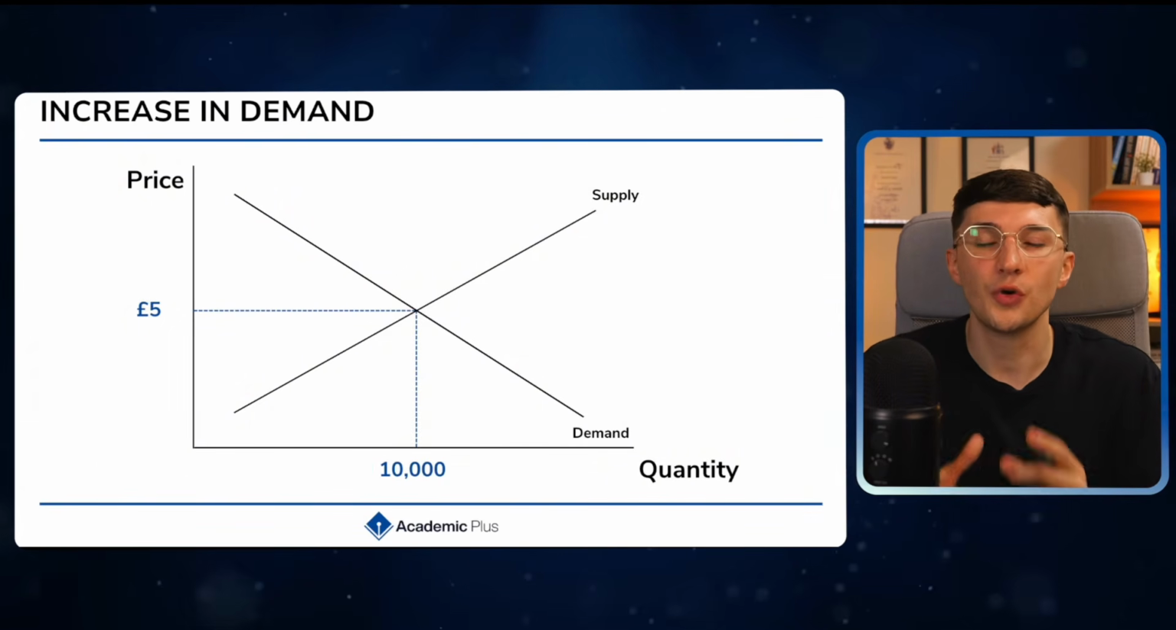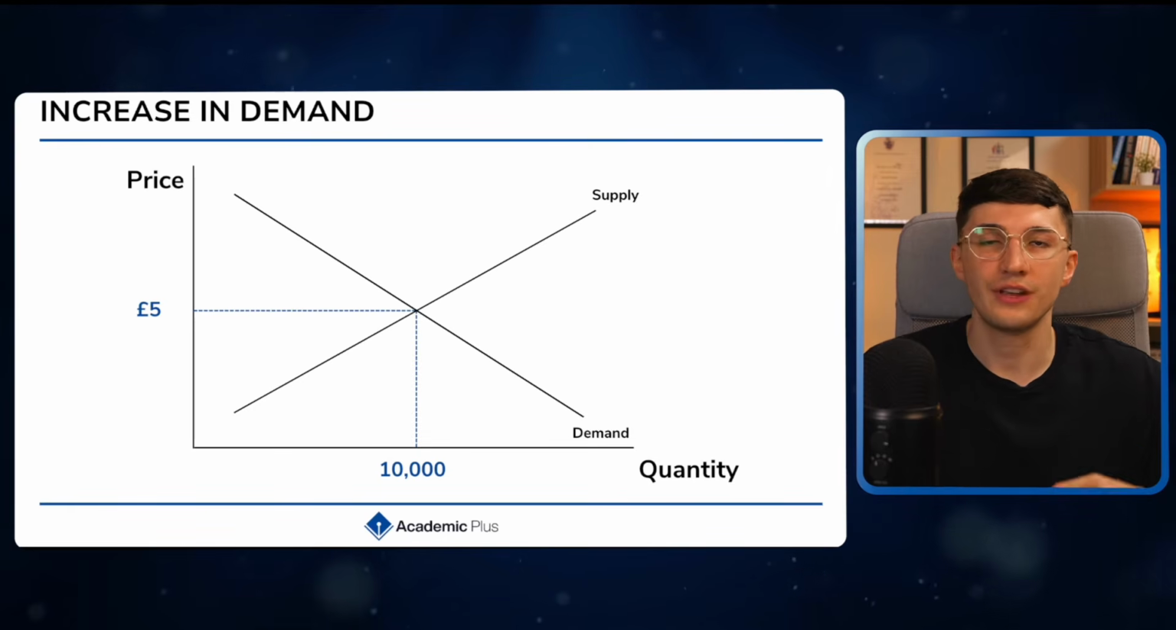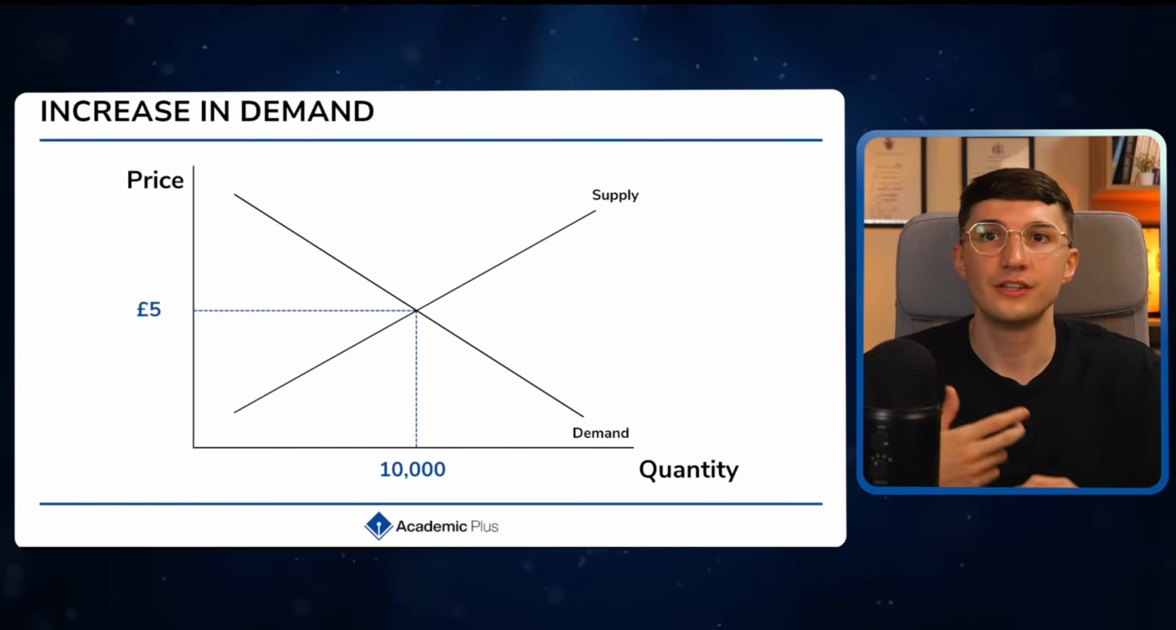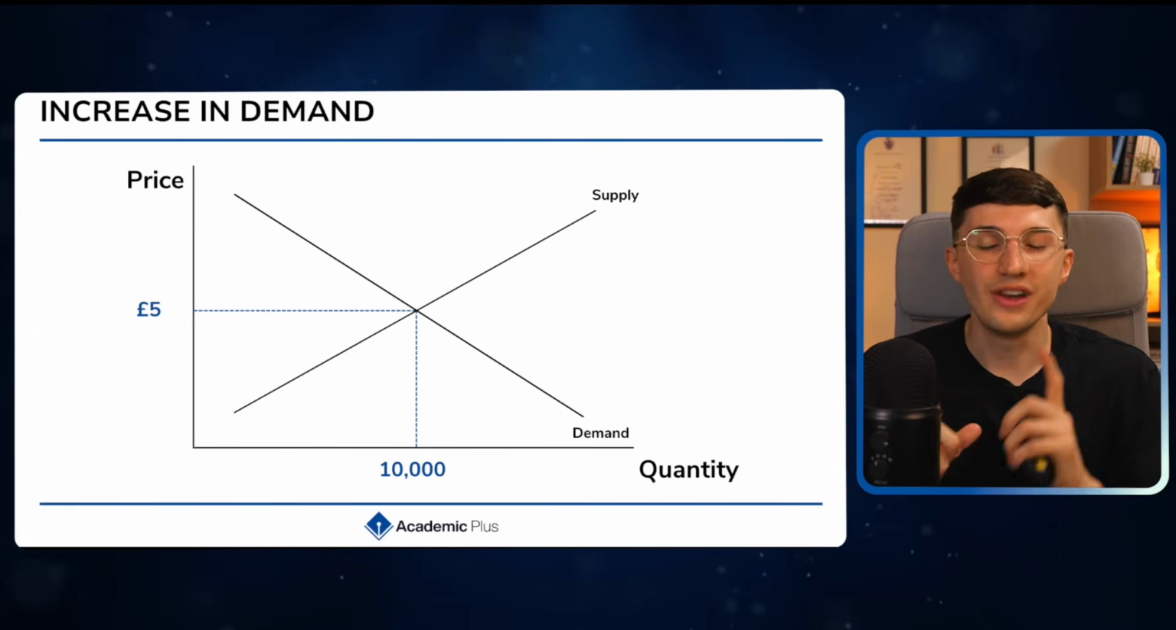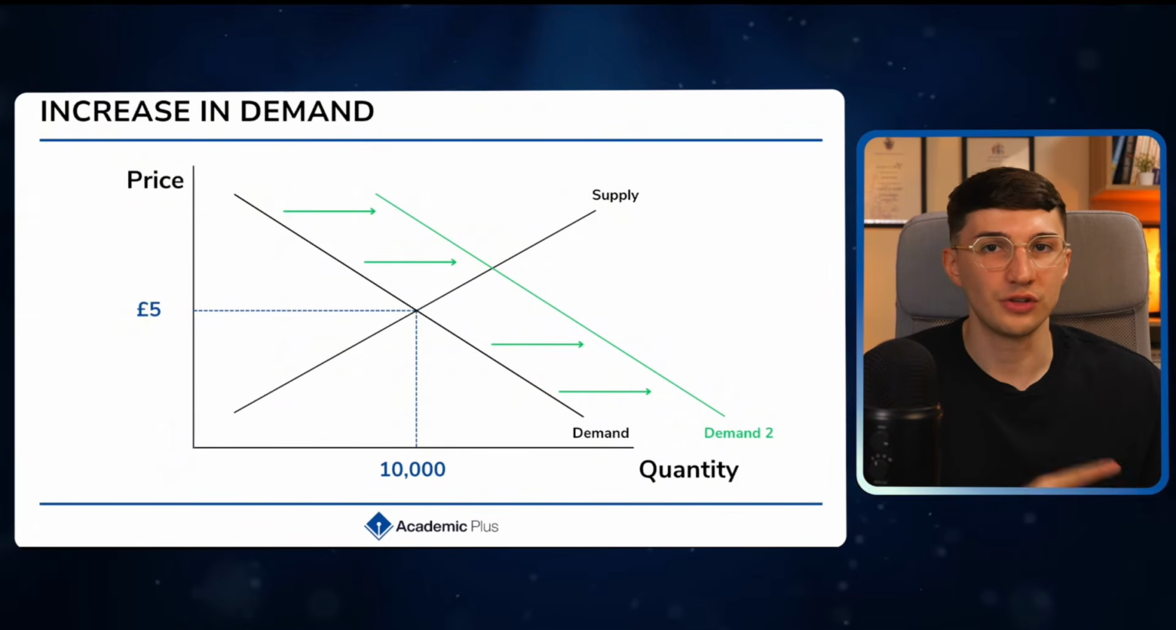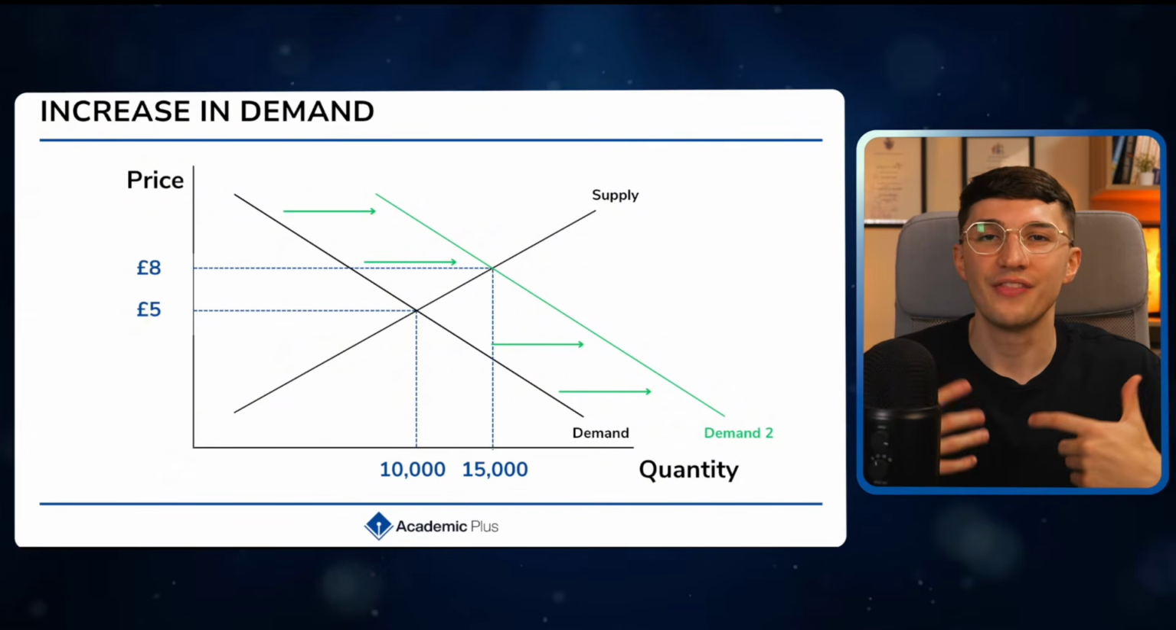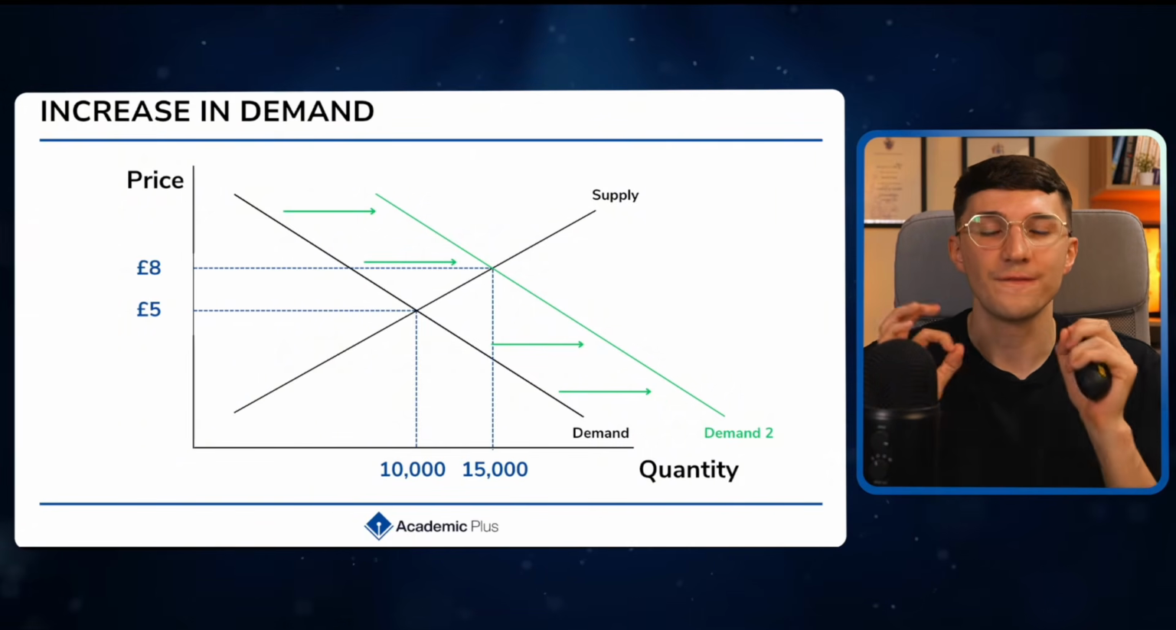Versus if we saw an increase in demand, so we've seen favourable economic terms and the business is performing really well, now we're going to shift that demand curve to the right. And what that would do is increase the level of price for the shares.